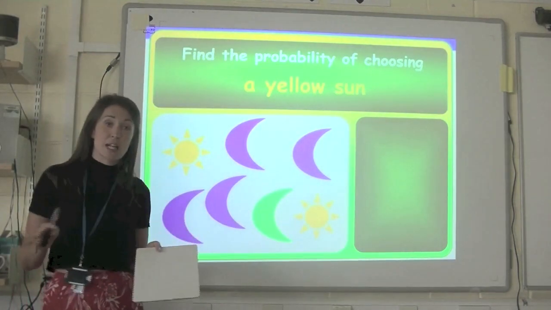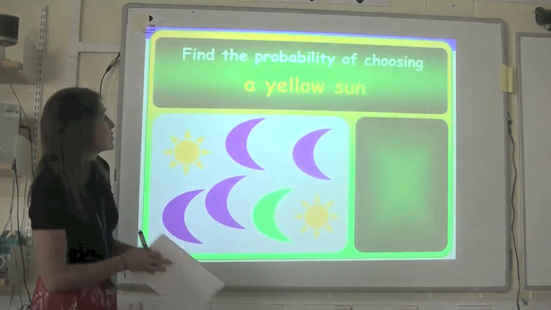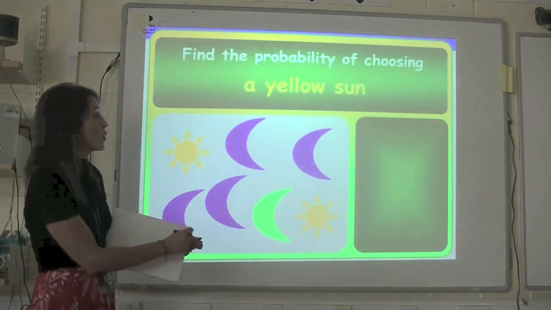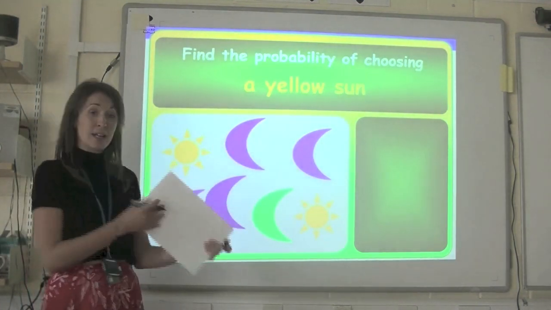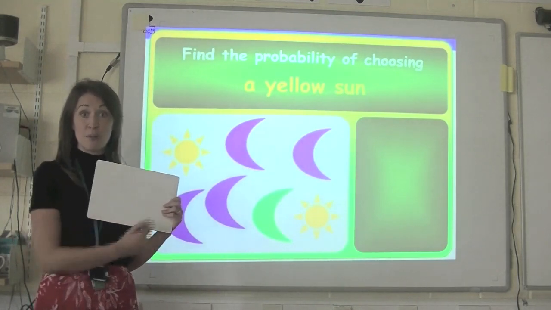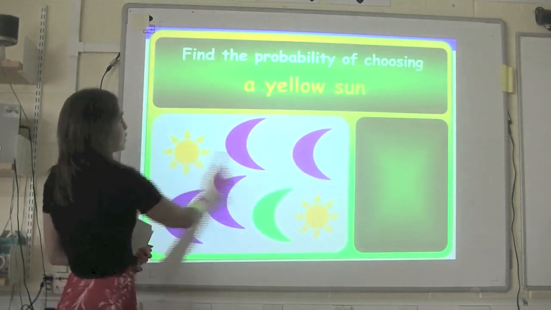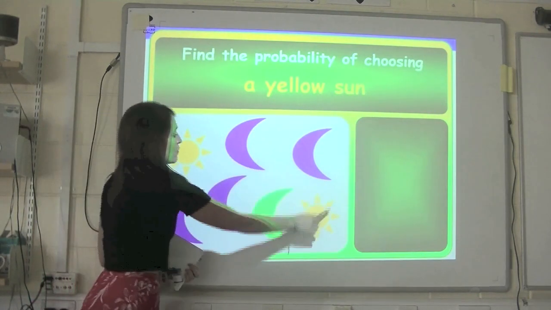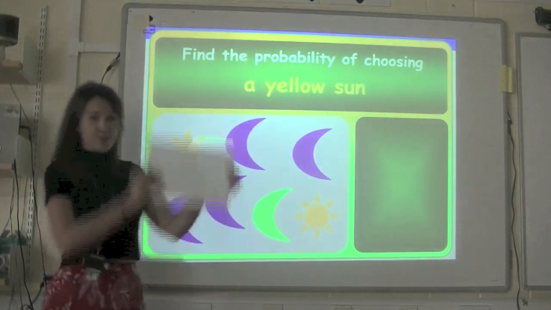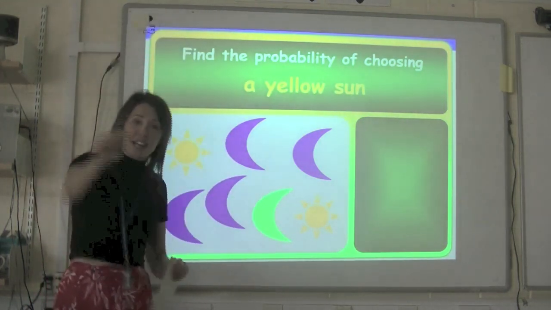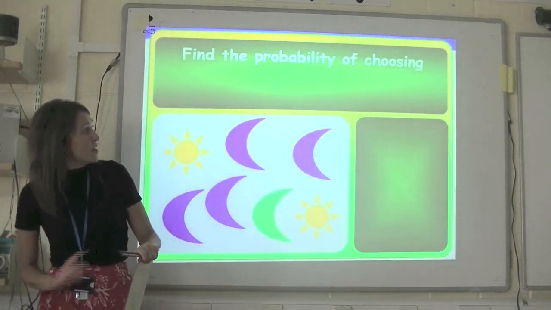So in our maths classroom, you have mini whiteboards on your desk, and this question says, find the probability of choosing a yellow sun. And then you would all, as a class, write what you think your answer is down on the mini whiteboard, and then hold it up for me to check. So this one, there are 2 yellow suns out of 1, 2, 3, 4, 5, 6, 7. So I would write 2 out of 7, and you'd hold it up to me, and I'd say, yes, you got it right, well done.